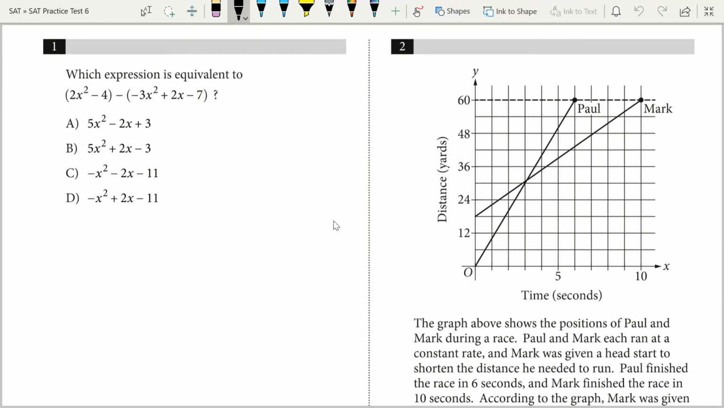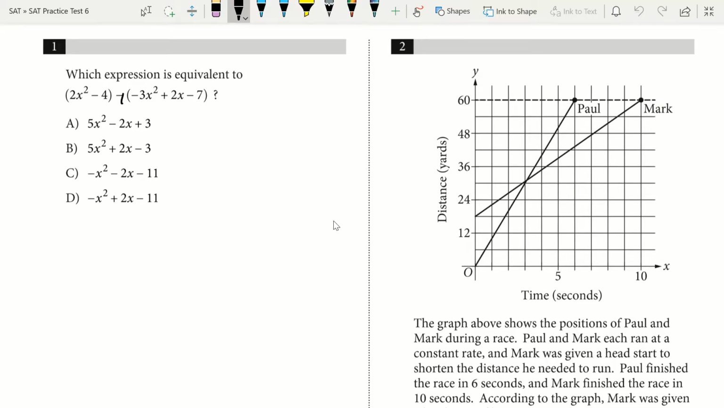Which expression is equivalent to 2x squared minus 4 minus negative 3x squared plus 2x minus 7? All right, so I'm going to go ahead and simplify this down. So I have 2x squared, and then I have that minus negative 3x squared. That's going to be the same as plus, right? That's going to be plus 3x squared, so that's going to be 5x squared. I can get rid of C and D then. And then I look at my n term. I have a negative 3 and I have a positive 3, so I just go ahead and find my negative 4 here, and then I have minus negative 7. That minus negative 7 becomes plus 7, so I have negative 4 plus 7, which will give me my n term as positive 3, which means my answer there will be A.